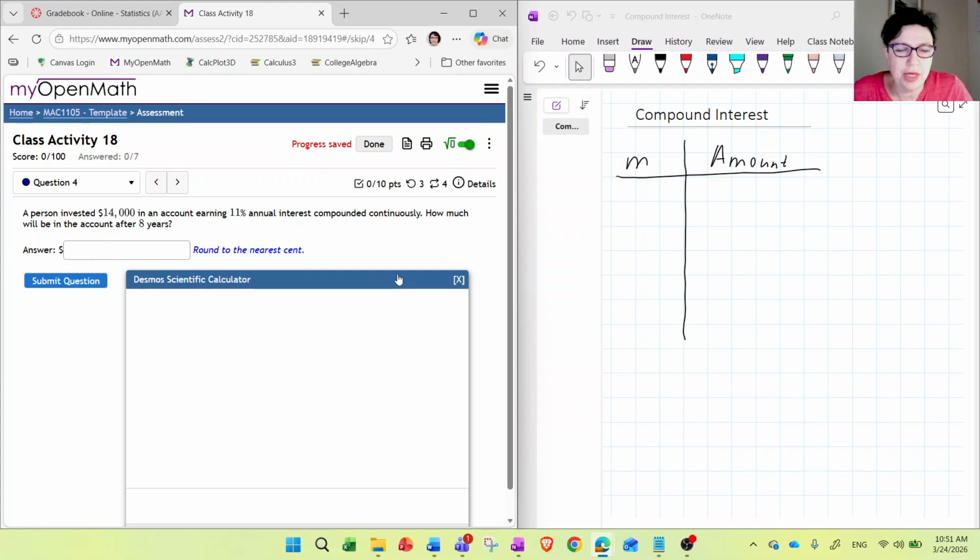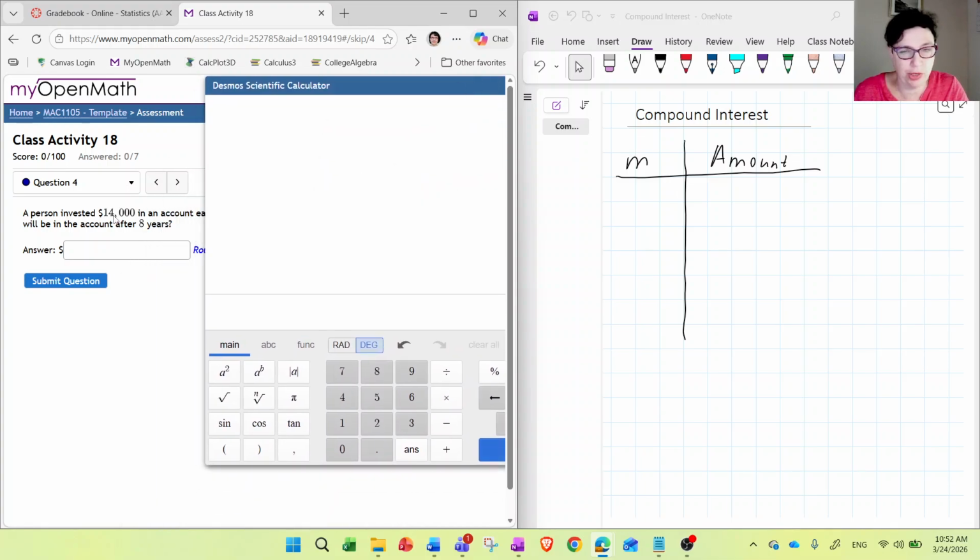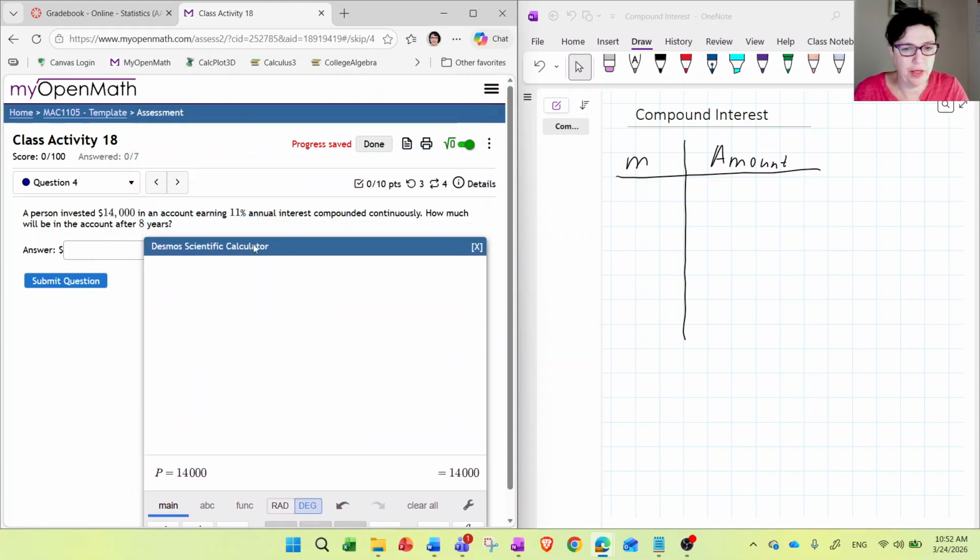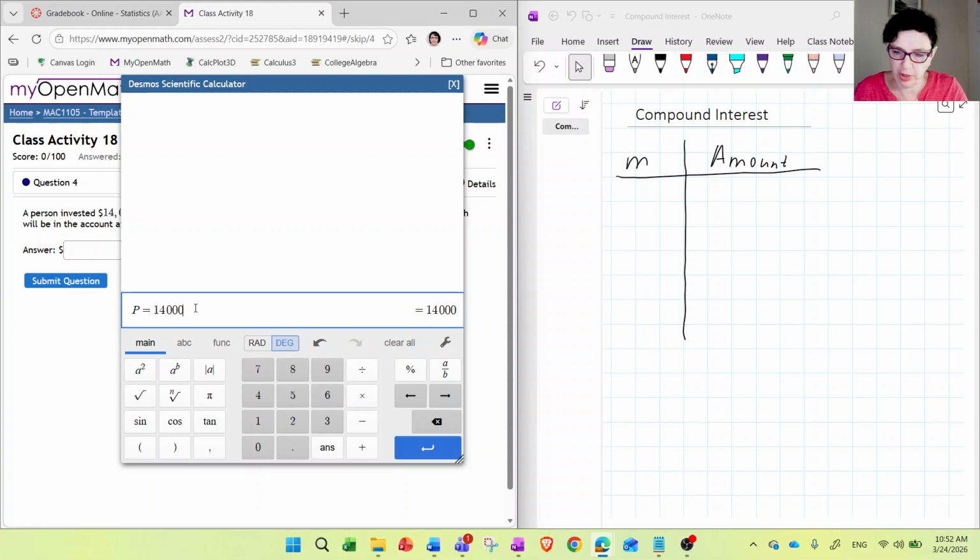Now, to introduce continuous compounding, we're going to first take a look at what we already know, which is compounding m times. Imagine that you have $14,000 to invest. This is your principal, so I'm going to say P is 14,000. Then I'm going to have 11% interest, so on the next line I'm going to type R equals 11 divided by 100. Remember to always convert to a decimal.